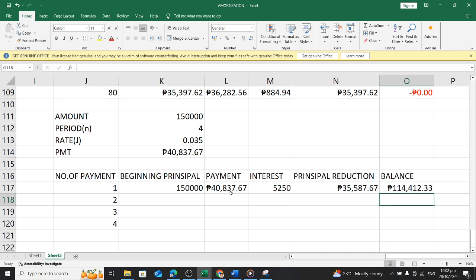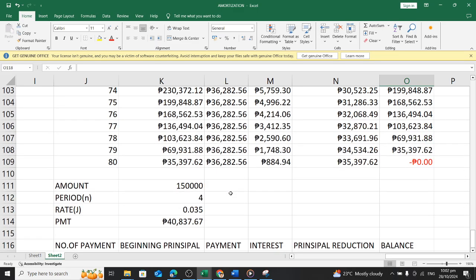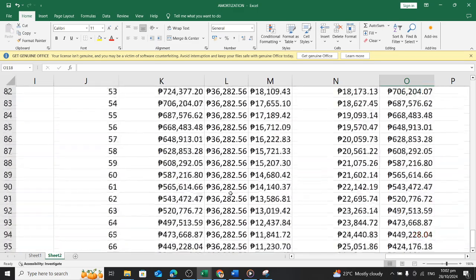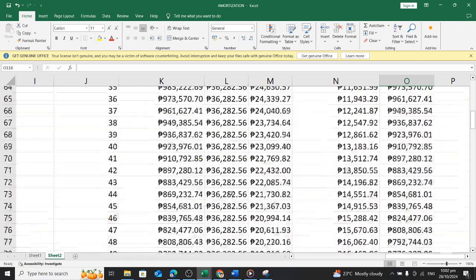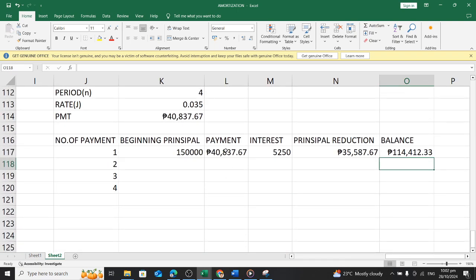Now imagine for your payment, 40,000. Okay, again, let me double check first. Okay, so for your payment now, 40,837.67. The interest is 5,250 and your principal reduction is 35,587.67. In this case, medyo gamay lang ang interest, no? Mas dako ang nadakpan sa atong principal kaysa ang amount sa atong interest.